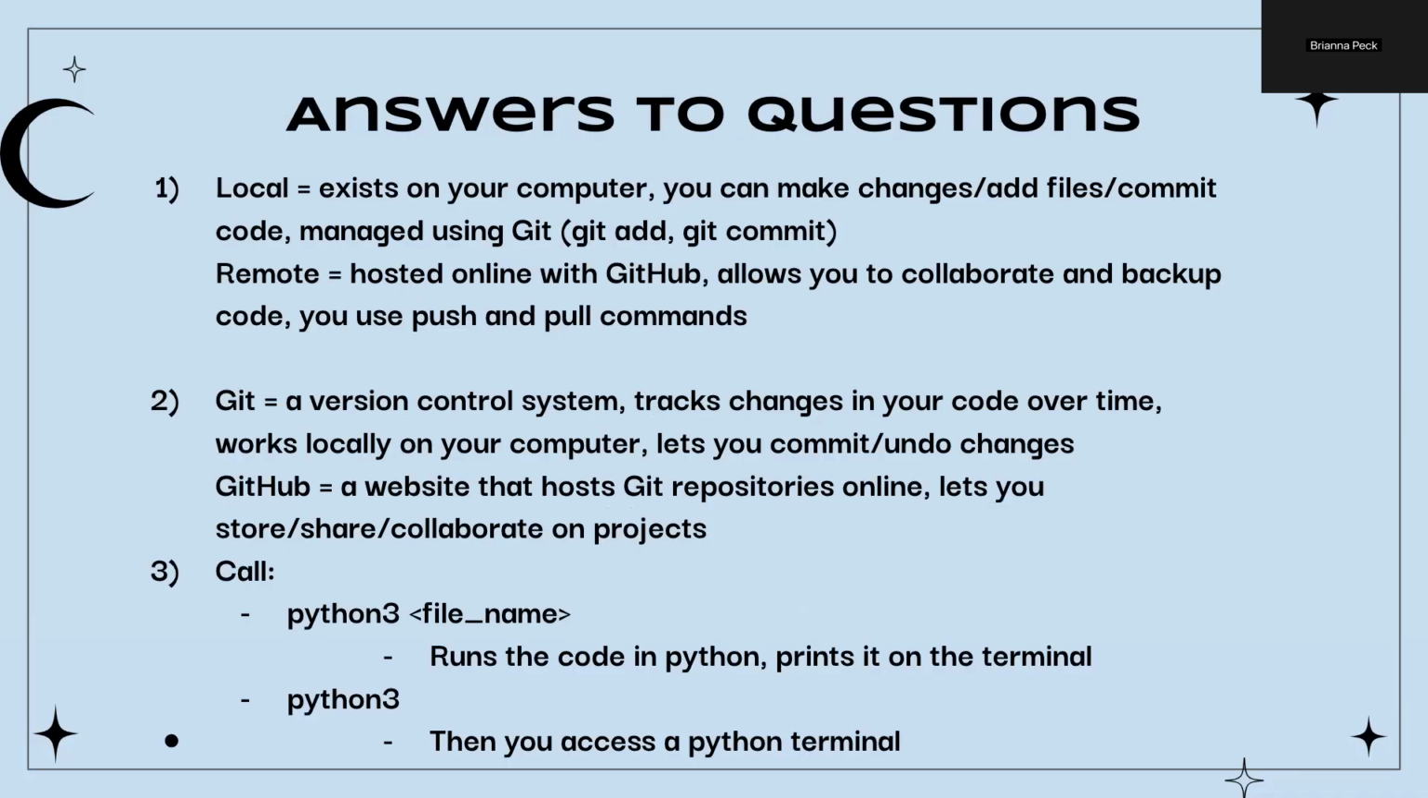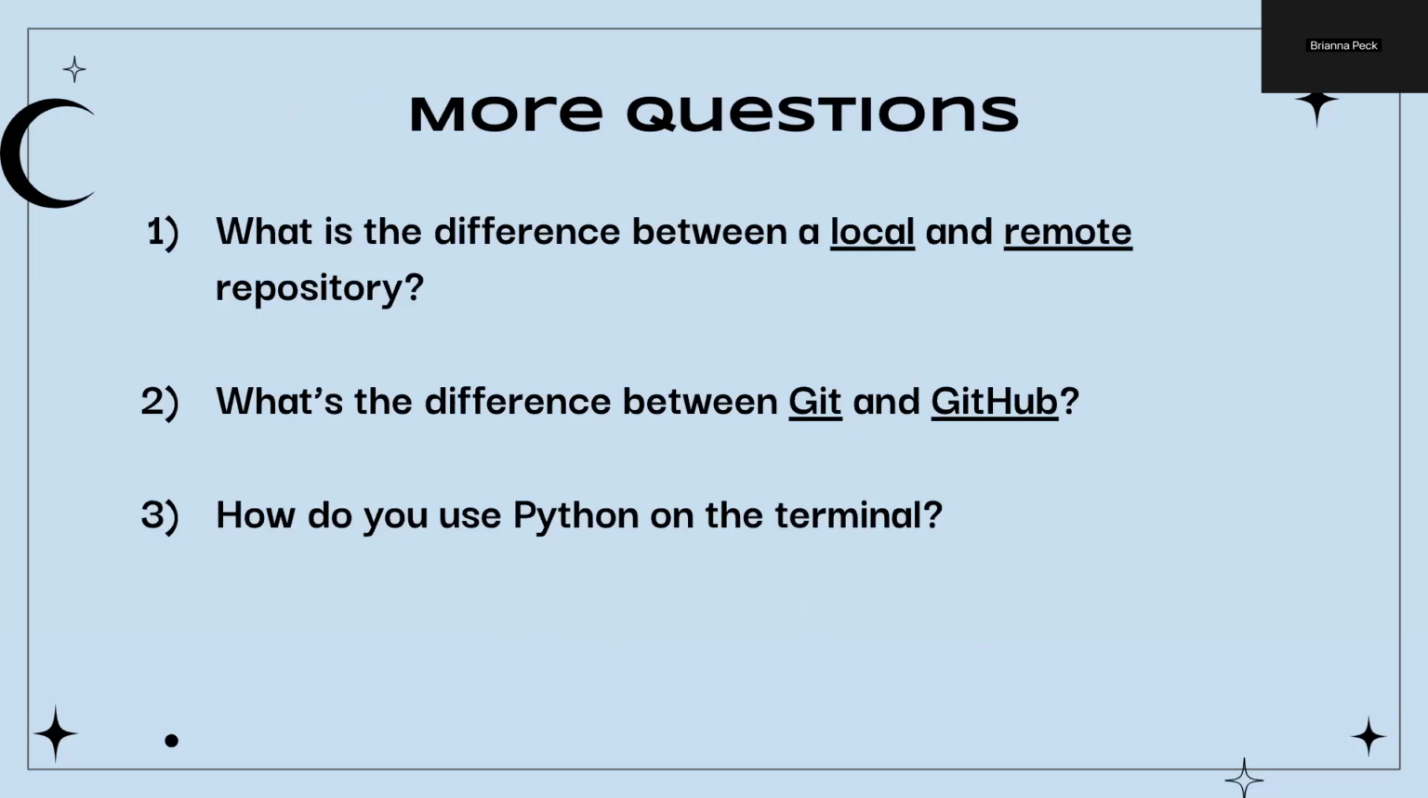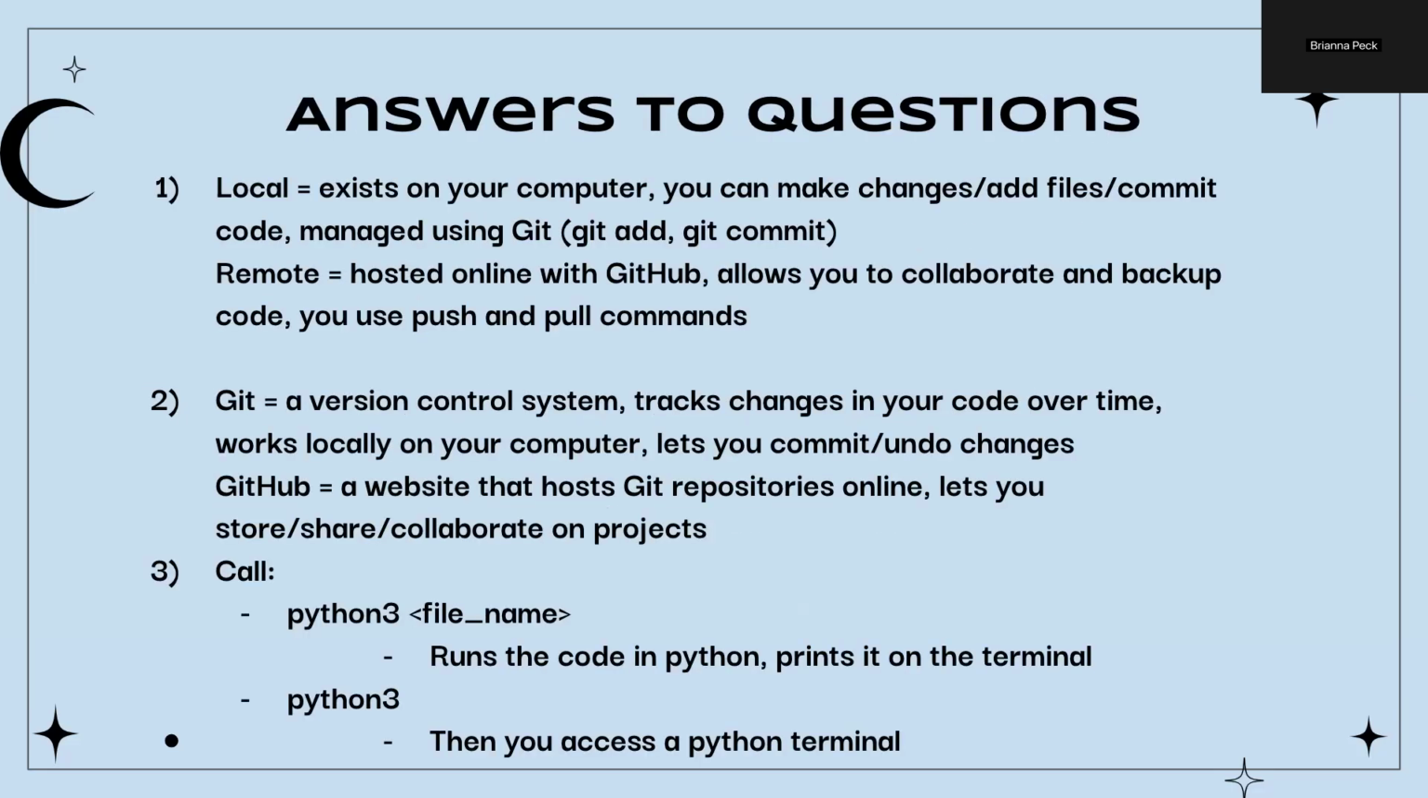Like we said, local exists only on your computer and remote is going to be on GitHub. Git is basically just a version control system that tracks the changes in your code over time. GitHub is the website that hosts Git repositories online. So it's kind of like the remote for Git. And then for the last one, how do you use Python in the terminal? python3 filename lets you open the file or run it, and then python3 alone lets you type in Python in your terminal.